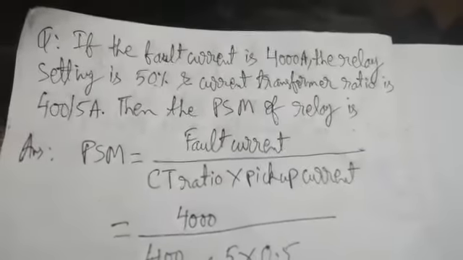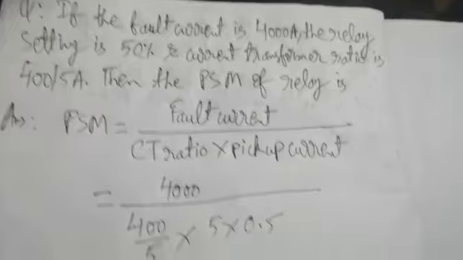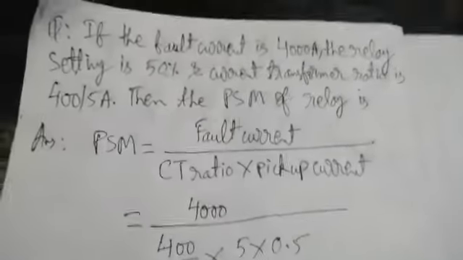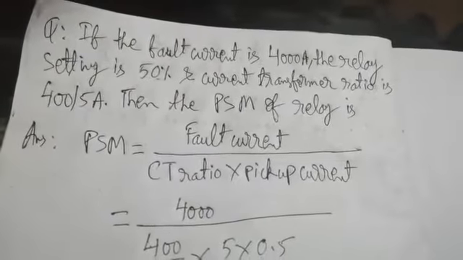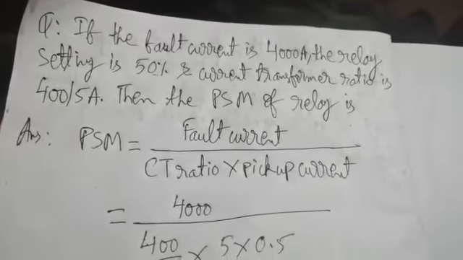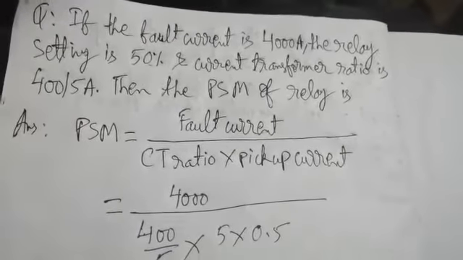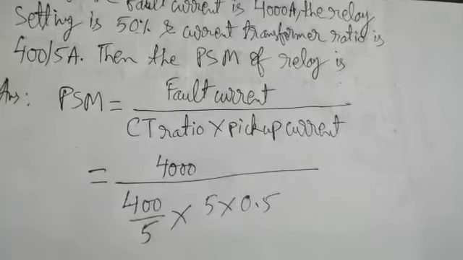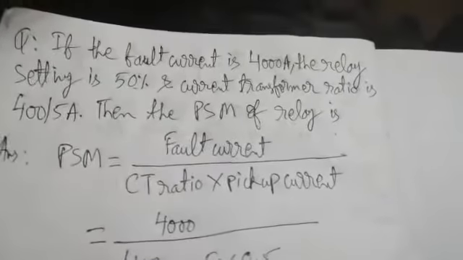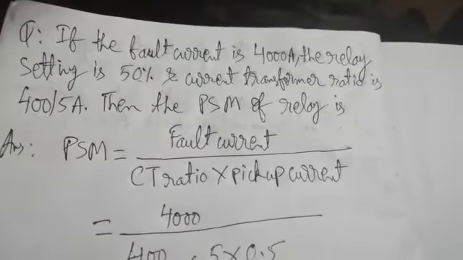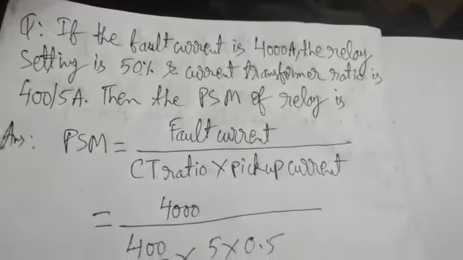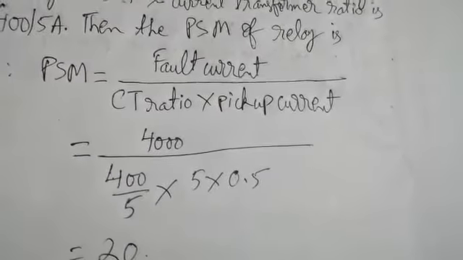Now the CT secondary current is given as 5 amperes, so place 5 here. In 400 by 5, 400 belongs to the primary side of the CT and 5 belongs to the secondary side of the CT. So 5 amperes is the CT secondary current, multiplied by the current setting. Now see, the relay setting is 50%, which means the current setting of the relay is 0.5, so you have to multiply 5 with 0.5.